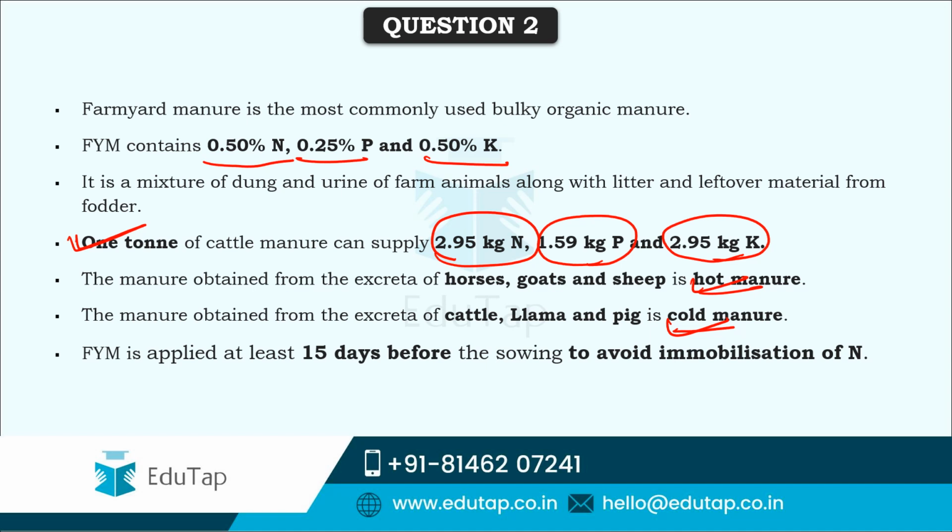And this farmyard manure should be applied at least 15 days before the sowing starts, so as to avoid immobilization of nitrogen, that is, nitrogen sometimes gets into the atmosphere. So to avoid that immobilization, this needs to be applied at least 15 days before sowing.